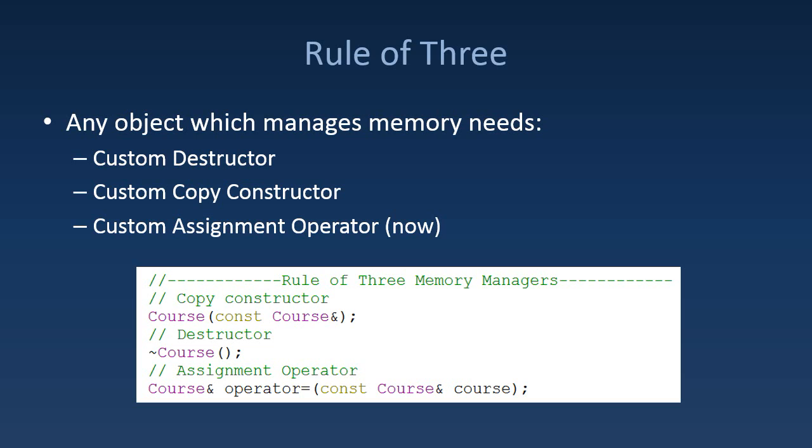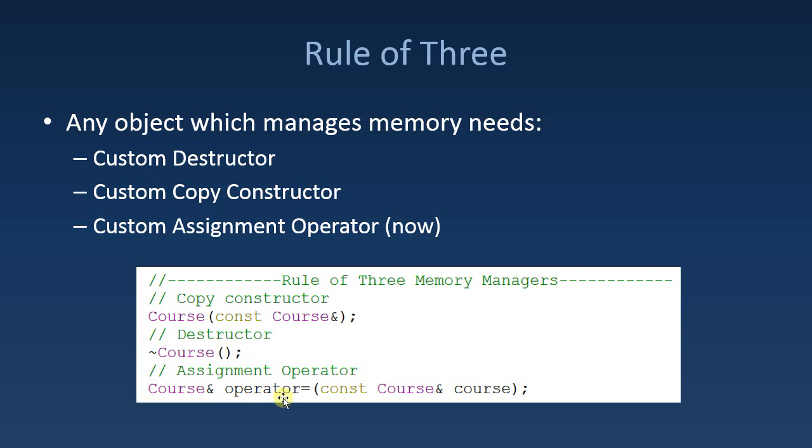If we have a class that manages memory, it is up to us to make sure that when we get destroyed, we free that memory. That if we get copied and we want to make a deep copy, we copy our memory into the new object. Well, today we're talking about the last part of that, which is a custom assignment operator.